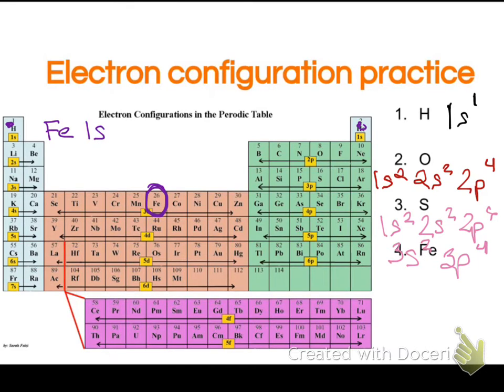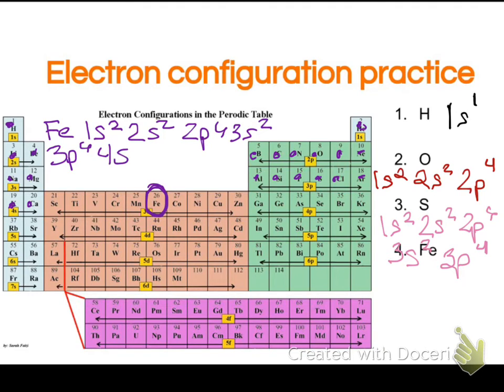1s2, and then 2s2, and then 2p6, and then 3s2, I'm going to have to jump down here on the next line, and 3p6, and then 4s2, and then here, this one, underneath the circle that I just drew, it says this is the 3d.